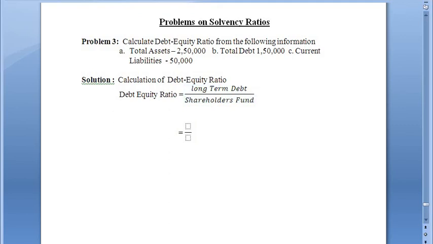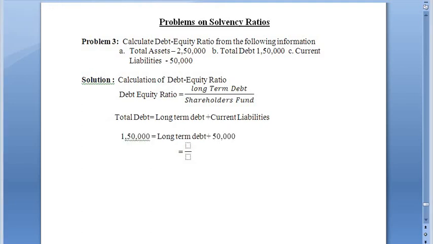The amount of total debt is given, and how is the total debt calculated? Total debt is equal to long-term debt plus current liabilities. Now put the values into this formula. Total debt is 1,50,000 equal to long-term debt, which we don't know, plus current liabilities 50,000.